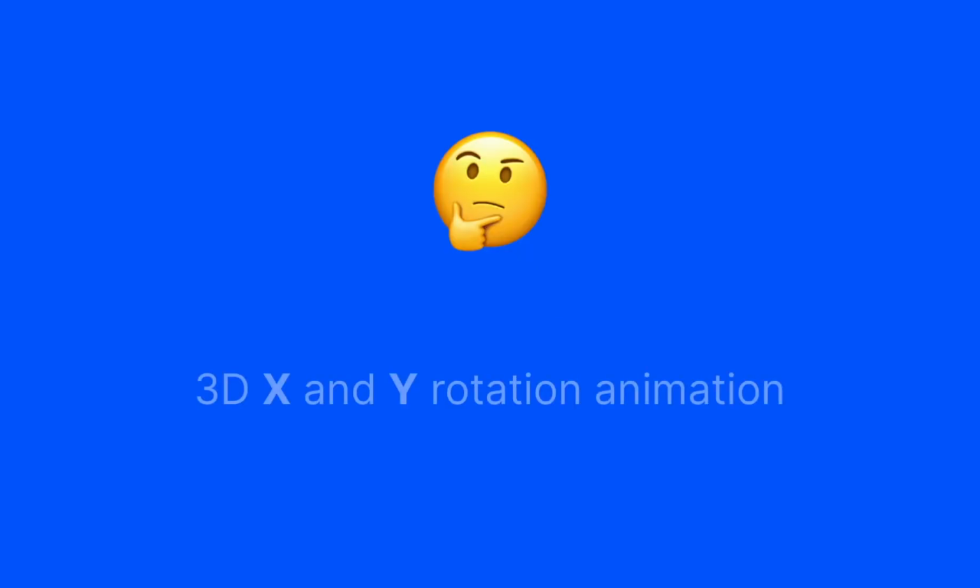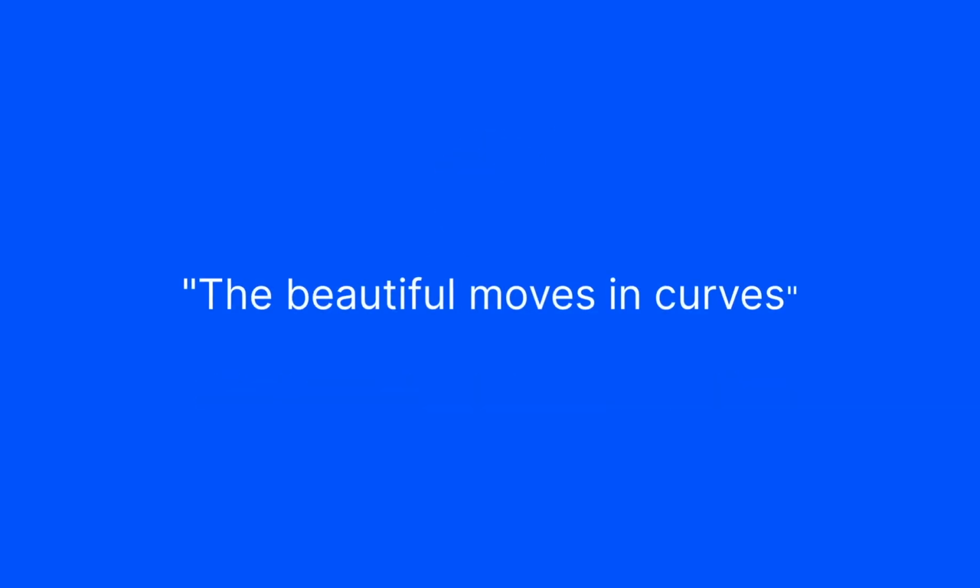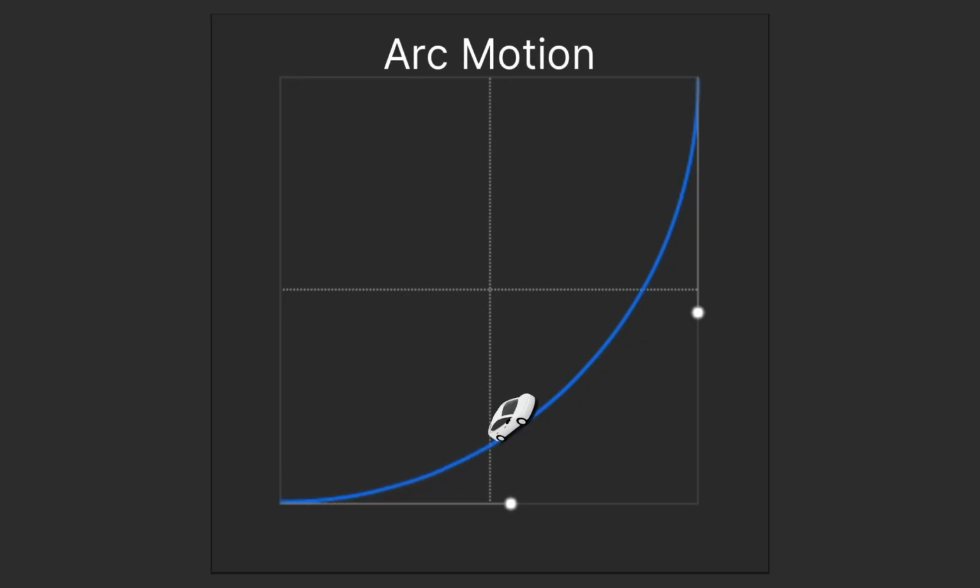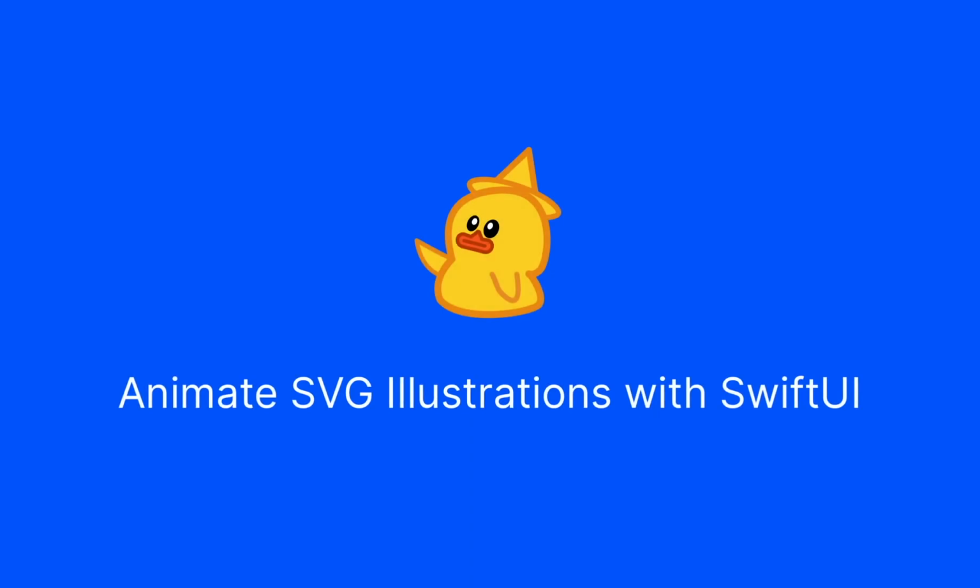Before we start creating anything, let's look at what we will learn in this video. In this tutorial, you will learn how to rotate objects in 3D. As Edward Bulwer-Lytton once said, in art, as in life, the beautiful moves in curves. I'll show you how to turn a rectilinear or straight line movement into a beautiful curve motion. We will look into how you can bring an SVG illustration into Xcode and animate the various layers directly with SwiftUI. You will learn about several other SwiftUI animation techniques.